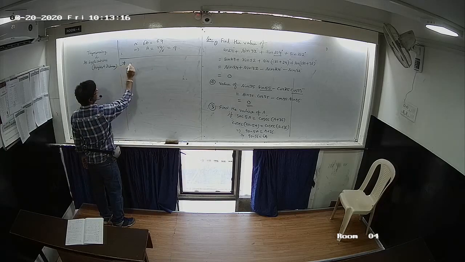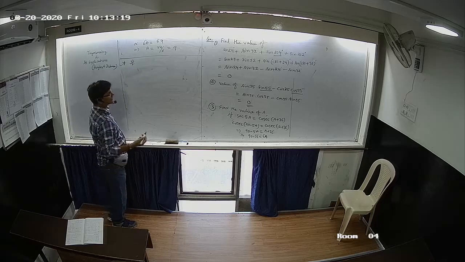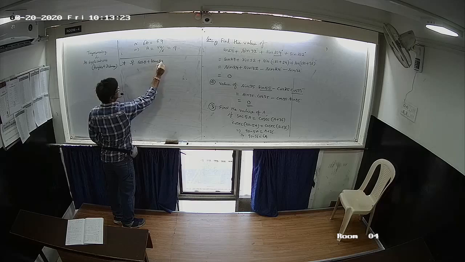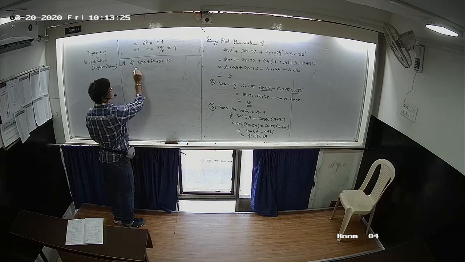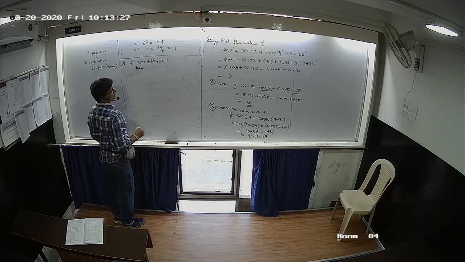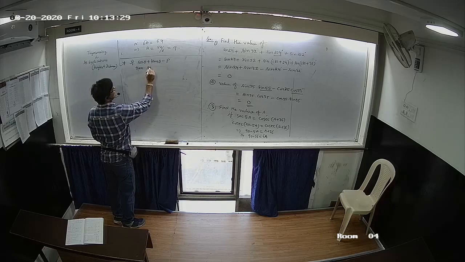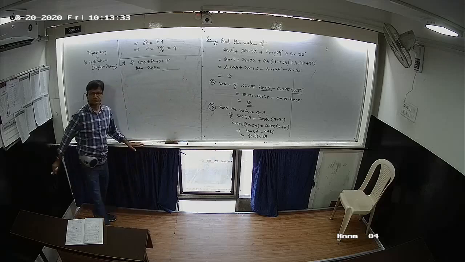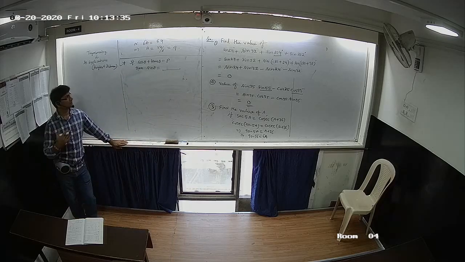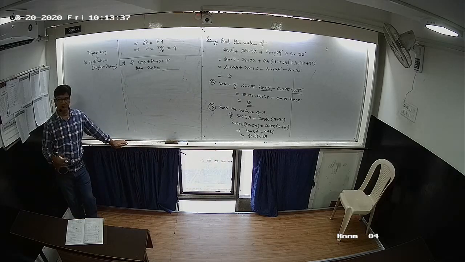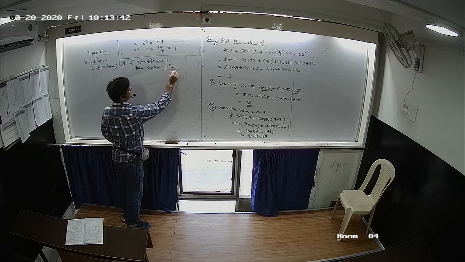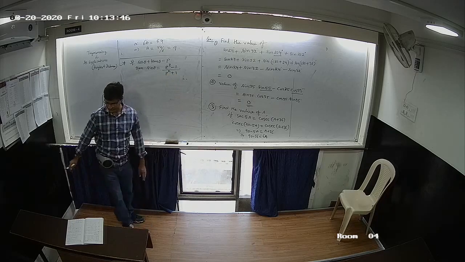The first result, very important result: if sec theta plus tan theta is equal to P, then sin theta is equal to how much? Do you remember? If sec theta plus tan theta equal to P, then sin theta will be equal to, if you remember, (P square minus 1) by (P square plus 1).